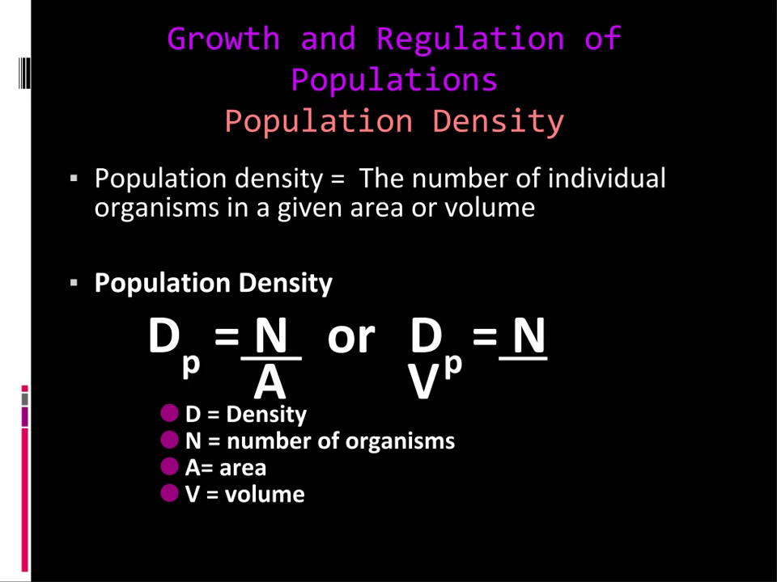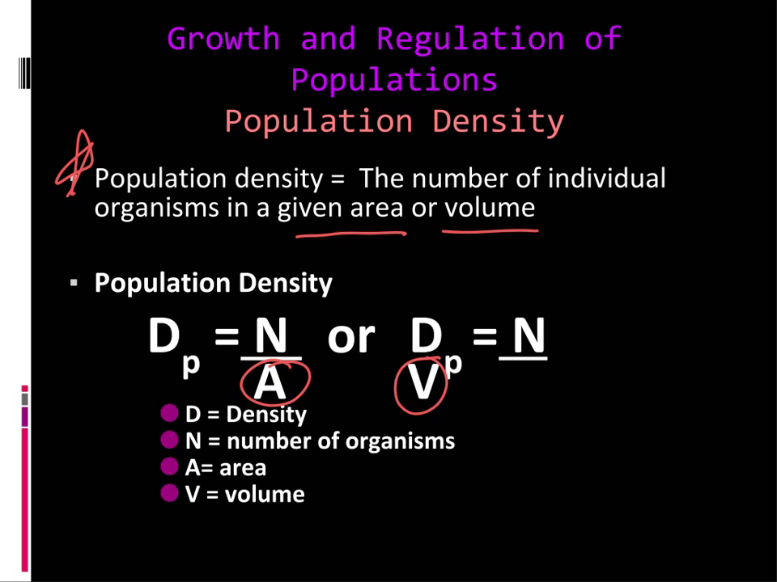Now, just to give us some definitions, population density is the number of individual organisms in a given area or volume. And just key, you can have area or you can have volume, which will be indicated by either A here for area or V here for volume. So either formula is going to be acceptable.